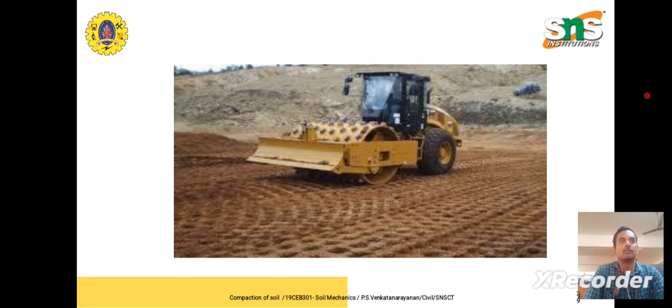So what exactly is soil compaction? In simple terms, compaction is the process of increasing the dry density of soil by reducing the air voids in it. This is usually done using mechanical equipment such as rollers or rammers.